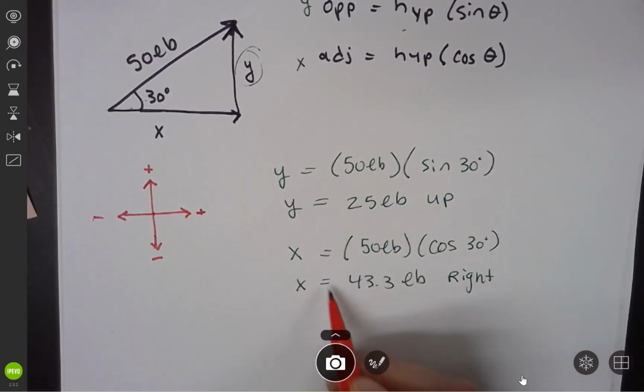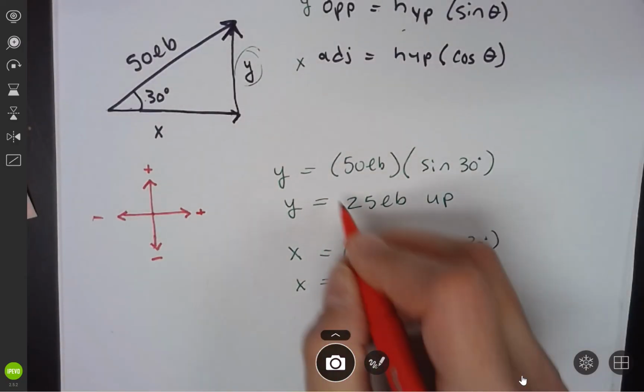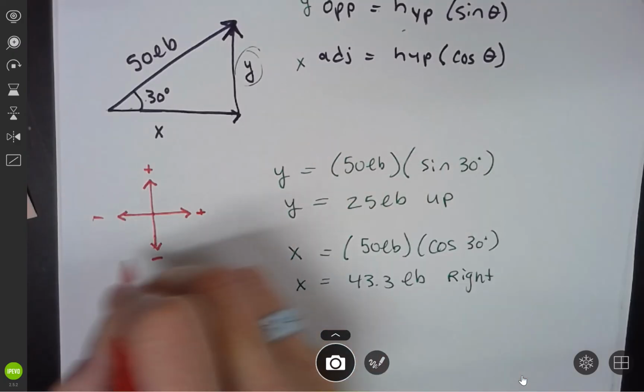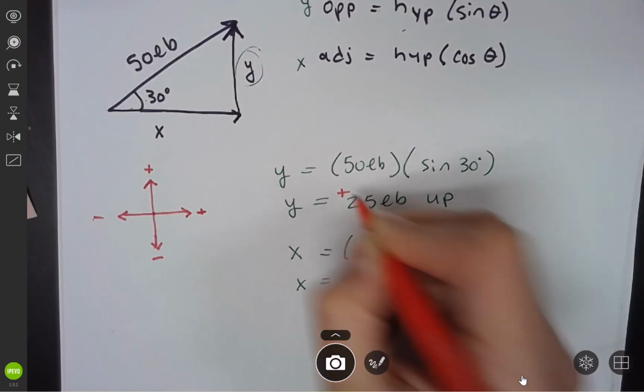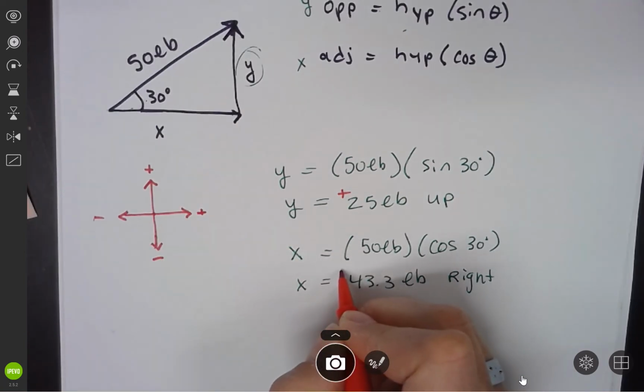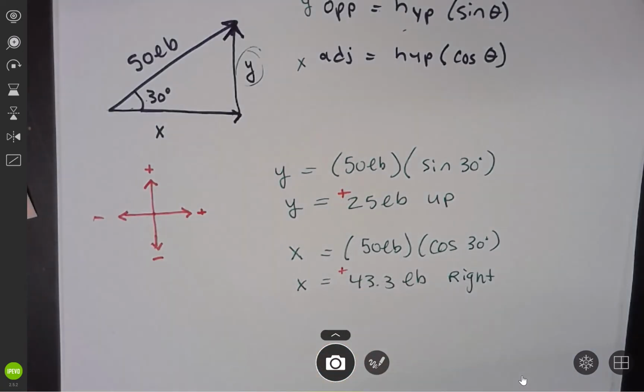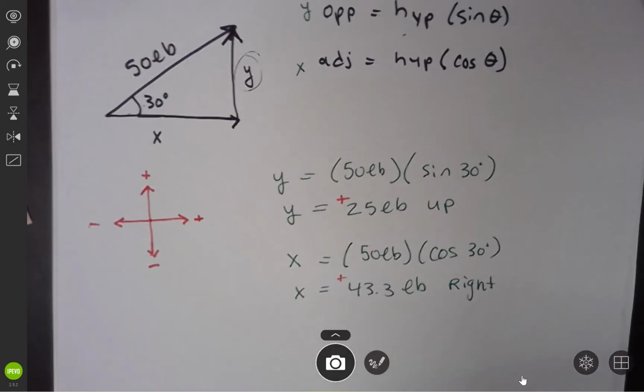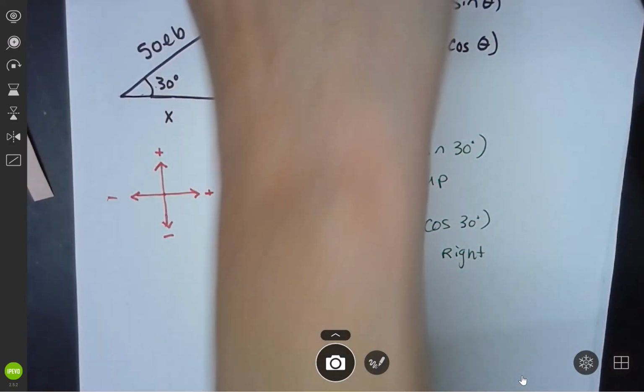So when I look at these, now that I've broken them down, I'm going to go ahead and give a positive or negative to each one of these. Since this one's pointing up, it's positive. And this one's pointing to the right, it is also positive. So let's go ahead and do just one more of these, and then we'll add them together.